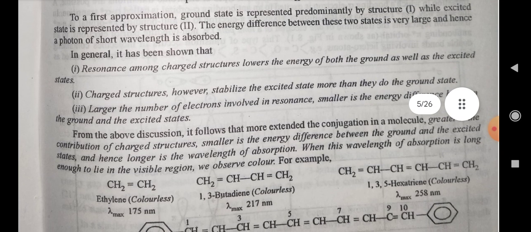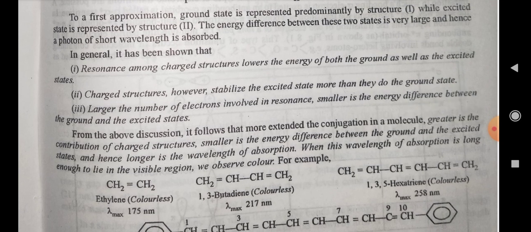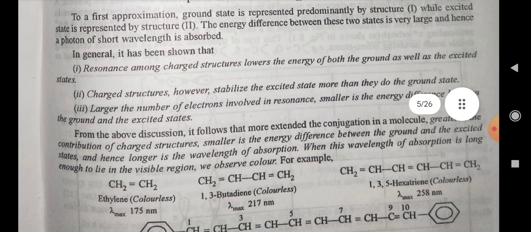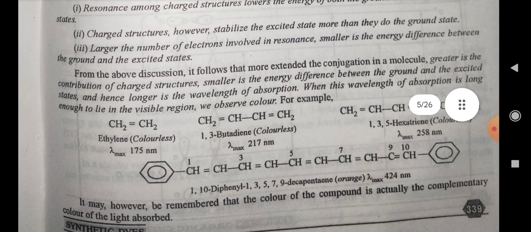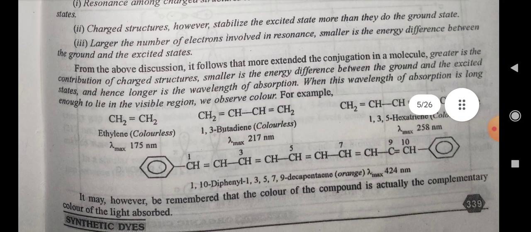To a first approximation, the ground state is represented predominantly by structure 1, while the excited state is represented by structure 2. The energy difference between these two states is very large, and hence a photon of short wavelength is absorbed. In general, it has been shown that resonance among charged structures lowers the energy of both the ground and the excited states. Charged structures, however, stabilize the excited state more than they do the ground state.